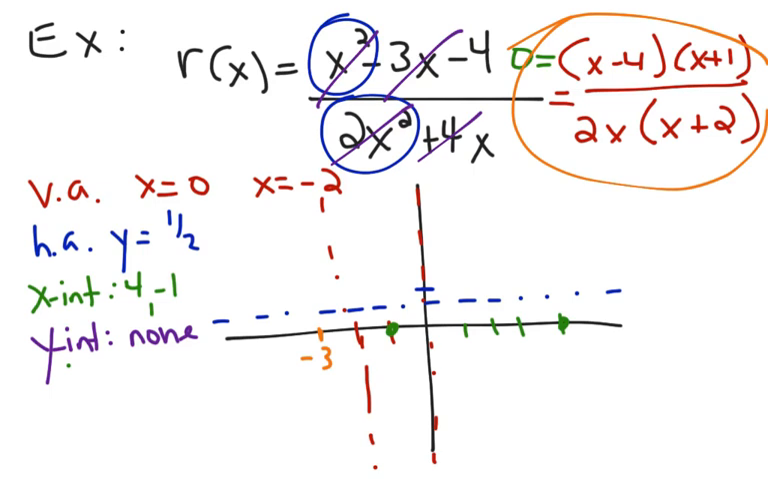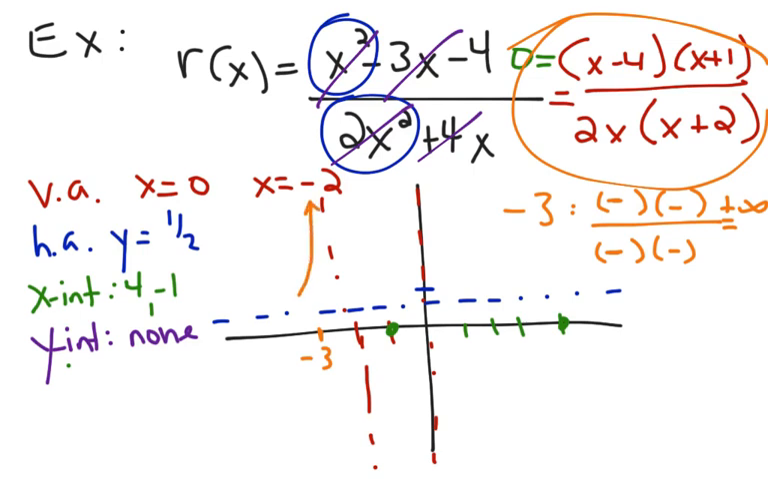If you plug negative 3 in, you get a negative times a negative all over a negative times a negative. Two negatives make a positive, over a positive is a positive. That means that at negative 3, the graph is approaching positive infinity. That means the graph went up over here. Well, it must go this way. The reason I know that is because it's not going to cross the horizontal asymptote at this point.